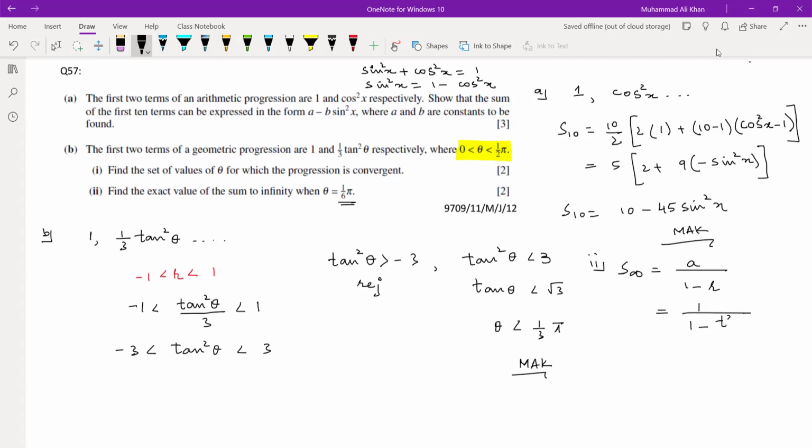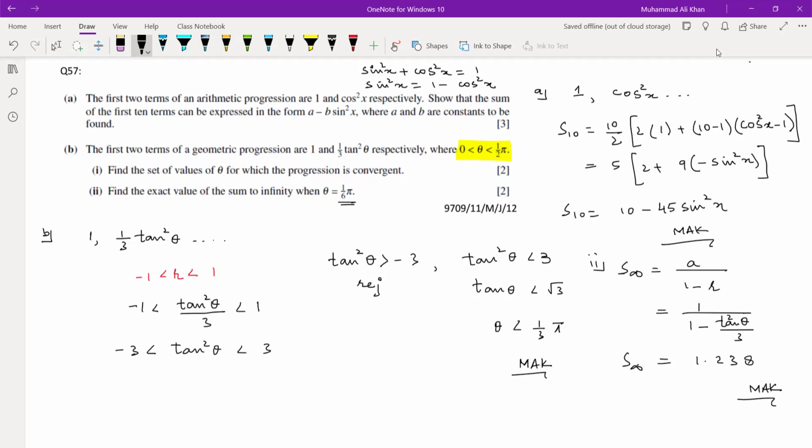What is r? tan squared theta divided by 3. What value of theta will we put here? π/6. And tell me the answer, what is the result? What is the answer? Calculator in radians. 1.1238 is the result. Are you clear?